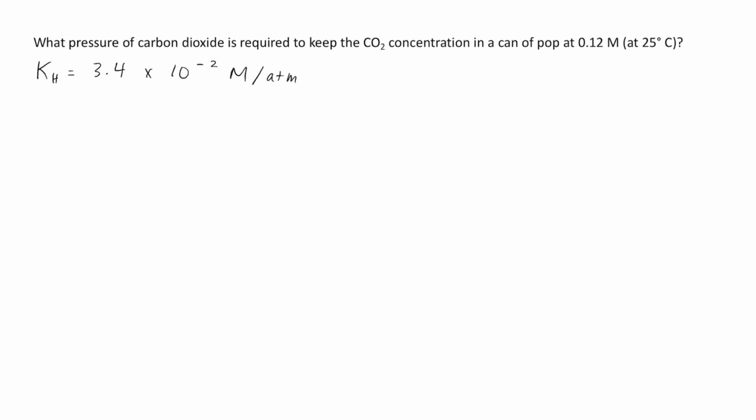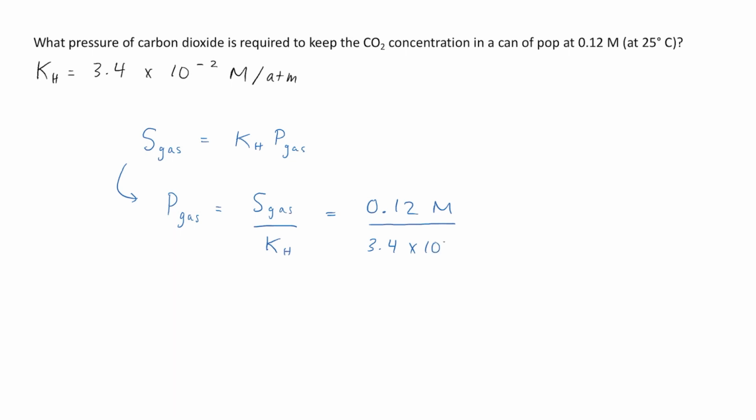Alrighty, in this question, we want to know what pressure of carbon dioxide gas is required to keep the carbon dioxide concentration in a can of pop at 0.12 molar. I know I have to use Henry's law because we're talking about pressure and concentration of a gas. And since we want to determine the pressure, all I have to do is rearrange this equation to solve for pressure. And now I can plug in my values for the solubility of the gas, which is just the concentration, and then plug in the value for Henry's law constant.